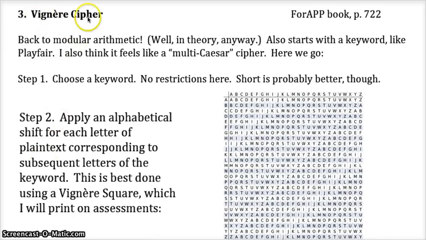All right, so I'm not sure how to pronounce this. I'm not an actual French person. I say Vignere. I don't know if that's correct or not. And this one has a little bit of modular arithmetic in it, kind of. It kind of reminds me of the Caesar cipher.